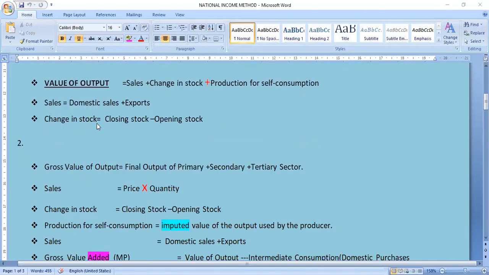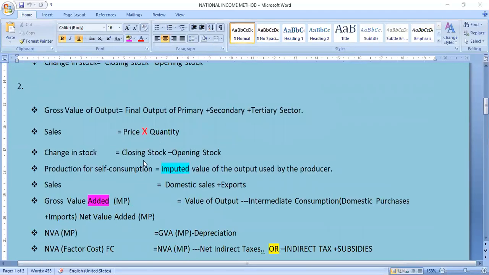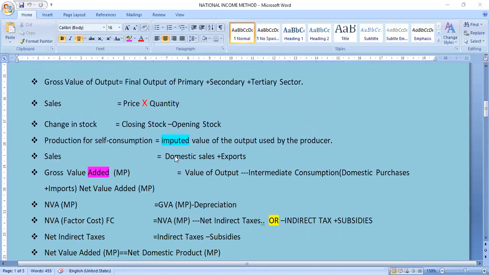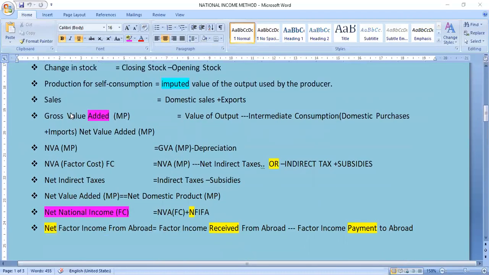The word gross also comes here: gross value of output, the final output of the primary sector, secondary sector, and total produced in the tertiary sector. Another way we can calculate it is sales price multiplied by quantity, total goods multiplied by the price of the concerned goods. Change in stock is closing minus opening. Imputed value is production for self consumption, plus domestic sales. Now the next word is gross value added.